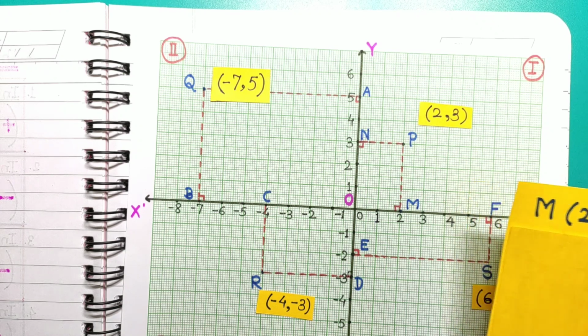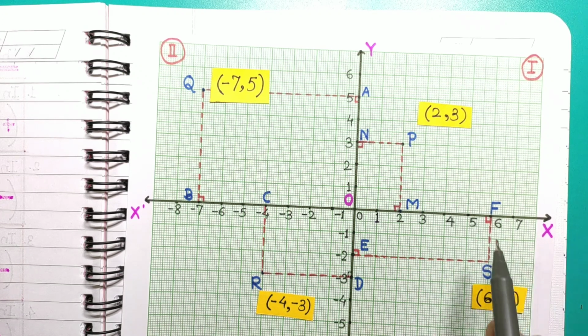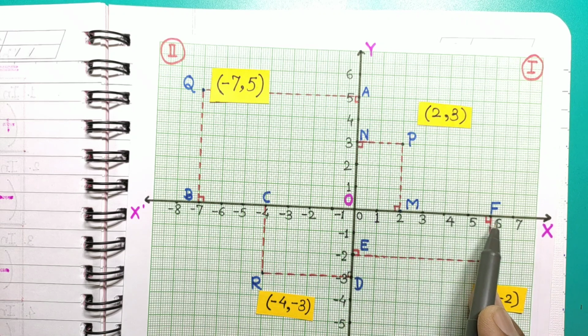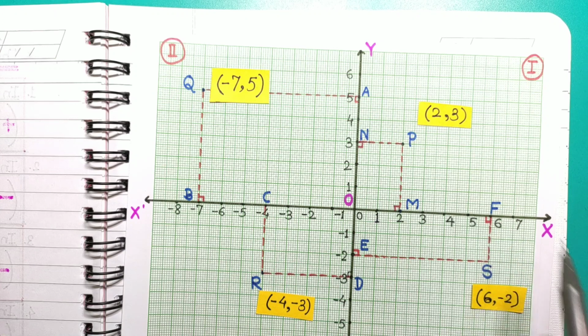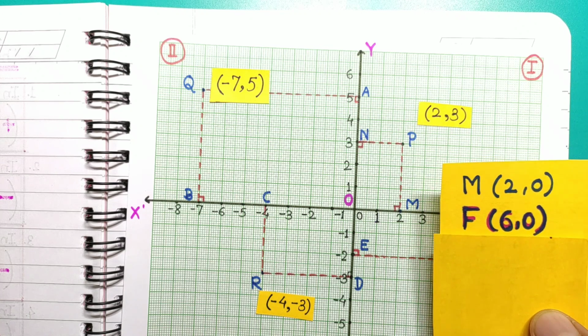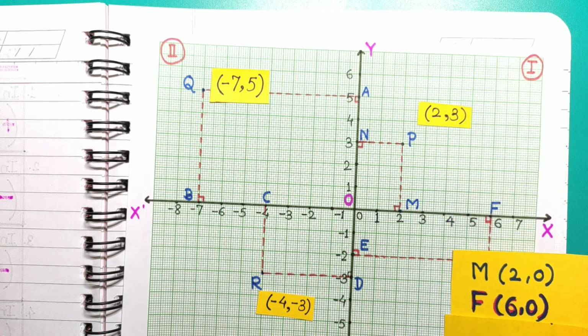Then the next point F also lies on the x-axis. So its distance from the y-axis is 6 units, so its x coordinate is 6, and its distance from the x-axis is 0, so its y coordinate is 0. So the coordinates of point F are (6, 0).